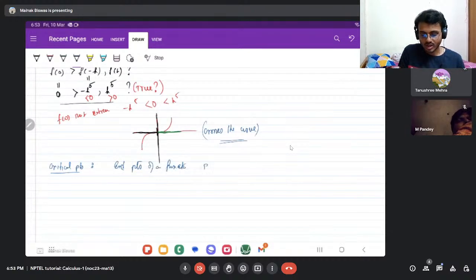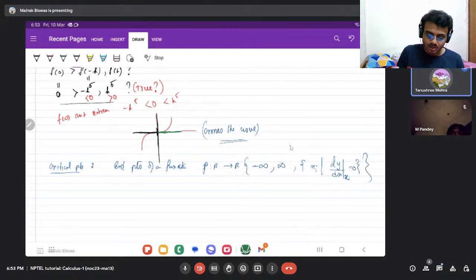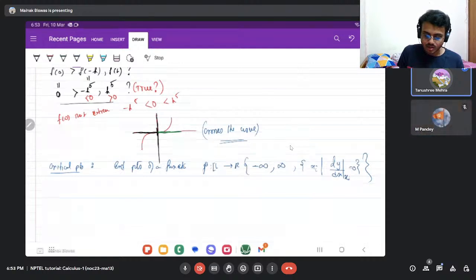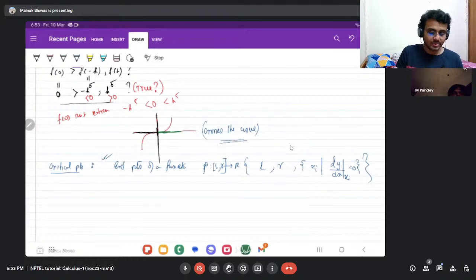Right? For a function from R to R, what would be the critical point? Over the interval minus infinity to infinity, it is the set of all those x such that dy/dx at x is 0. This is defined as your critical point. Generalizing this, the interval goes from left to right. Understood? So these are called the critical points.